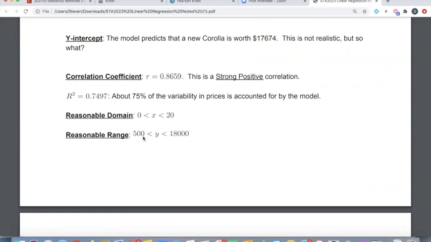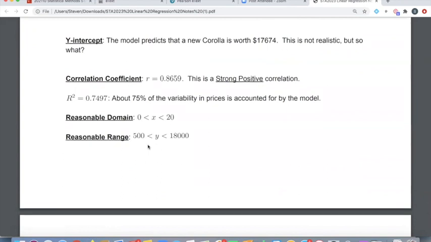What about a range? What y values make sense? What's the worst possible Corolla? If you got a car sitting on blocks in your front yard that's all rusted out, a junkyard will give you a couple $100 for it. So negative prices don't make any sense. So a reasonable range here might be from, say, $500 to $18,000. And we don't necessarily have to write this stuff down, but we do need to think about what x's make sense, what y's make sense.